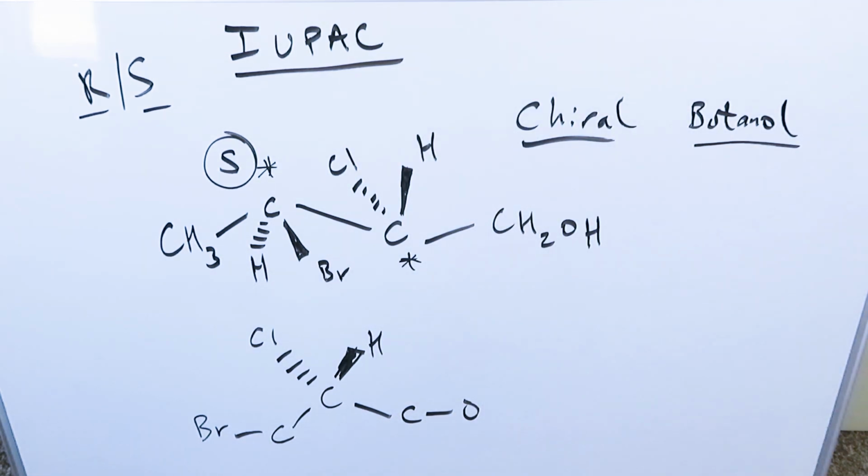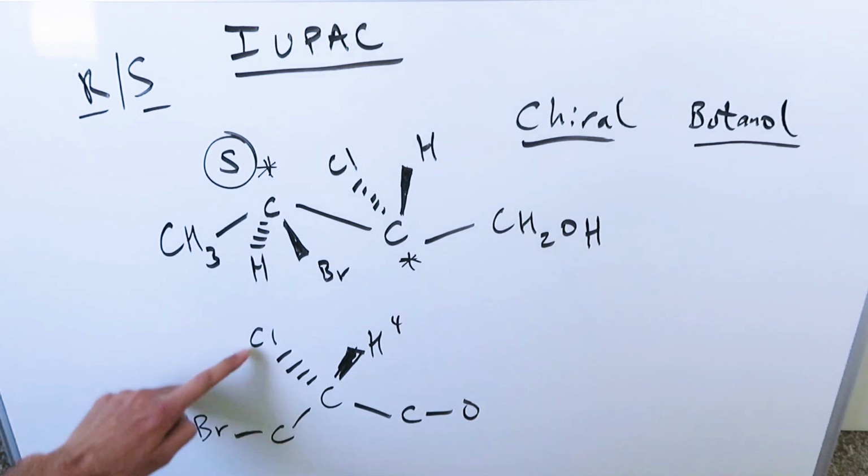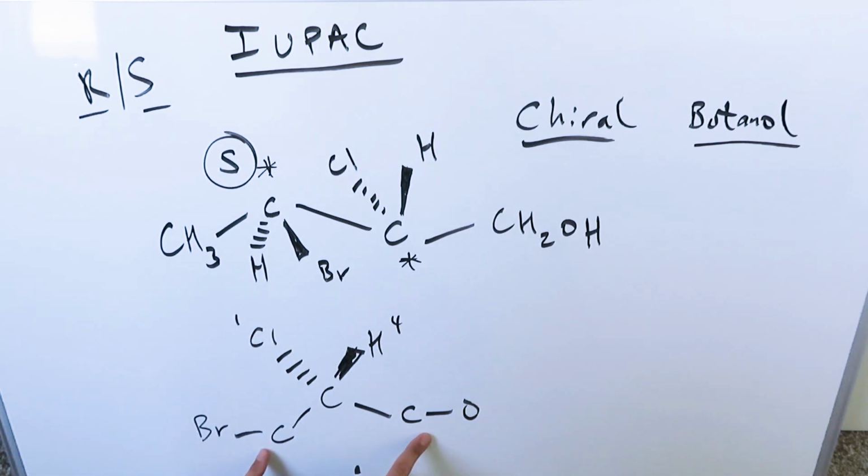Now let's prioritize it. You know hydrogen is number 4. You know chlorine here is number 1. It's a tug of war between these two, and you know this beats it because bromine is higher than oxygen. This is a 2, this is here a 3.